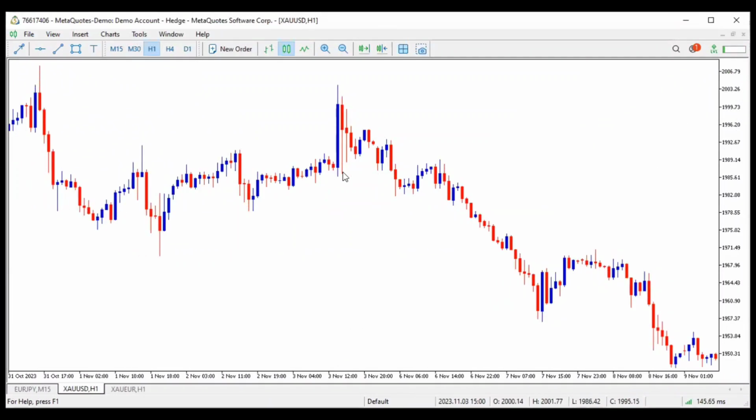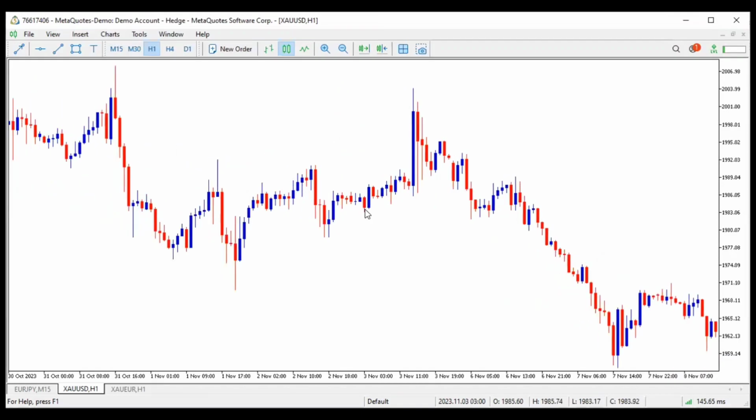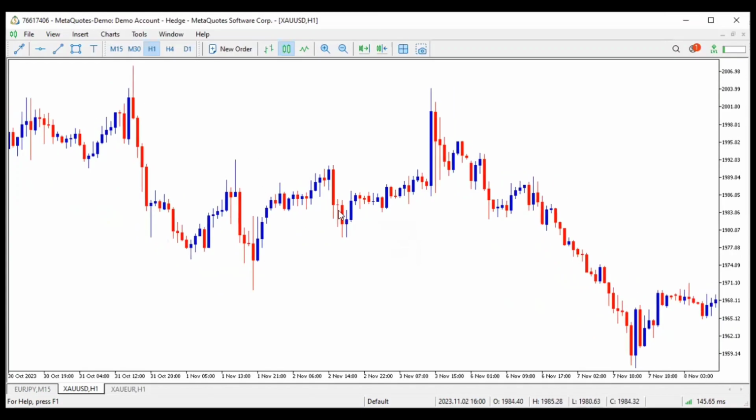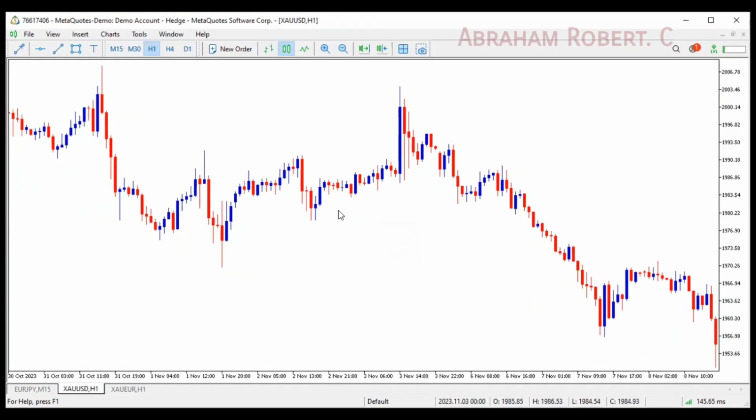All right, welcome to another forex session. In this session, we'll also be looking at entries. Now, if you can see my screen, we are going to be looking for an entry area in this chart.